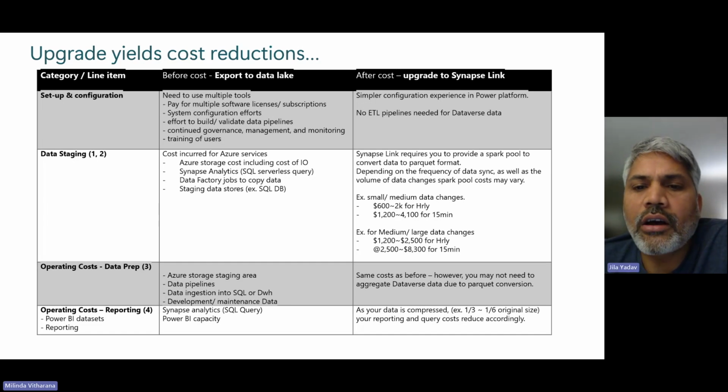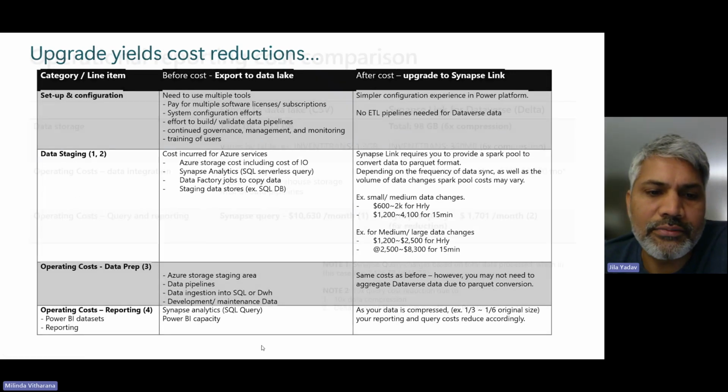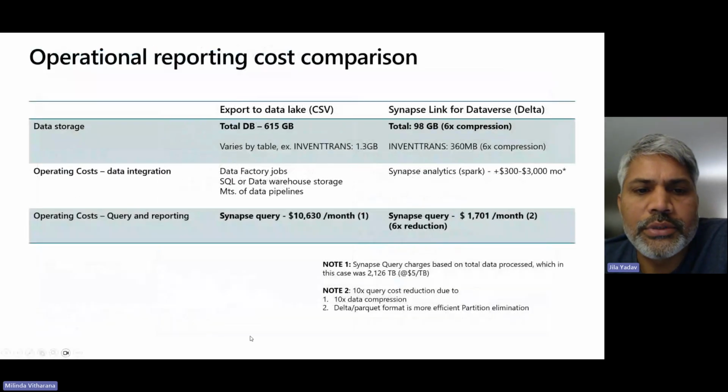And also read cost, like many of the customers using Synapse serverless on top of the CSV and incurring high read cost of the data. That's basically because the CSV formats are not compressed, so the storage of the CSV could be high. And what we see when you convert this data into Delta Lake format, it's 6 to 8 times compressed. So technically, you pay less because of that reduction.